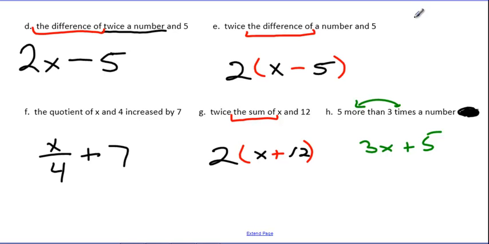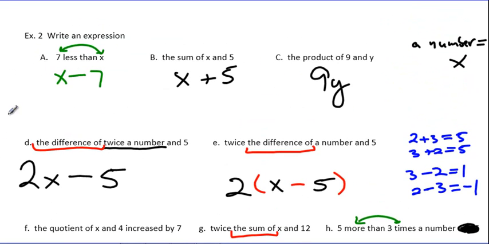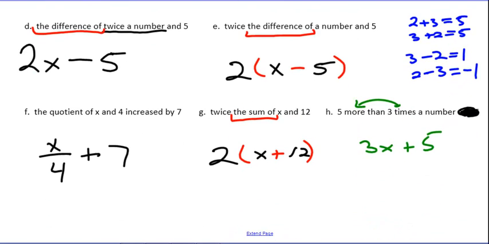If I did 2 plus 3 and 3 plus 2, I would get 5 in both cases. If I did 3 minus 2 and 2 minus 3, I would not get the same answer. I would get 1 and negative 1. Okay, so that's why in addition the order doesn't really matter, but in subtraction it really does. So if you make that mistake on this, you're going to be okay. If you make it up one, if you make it here, you're going to be wrong. All right, so be careful with your translations.